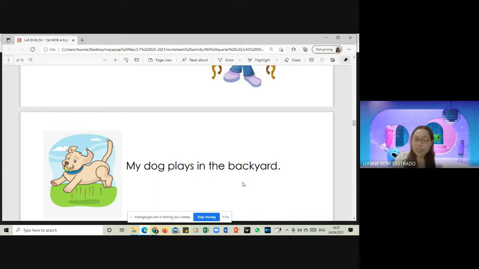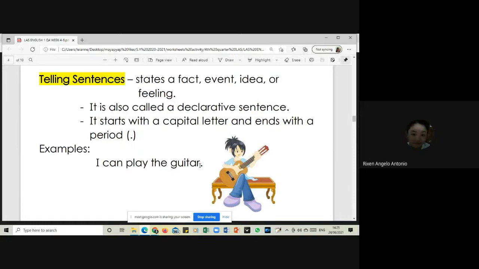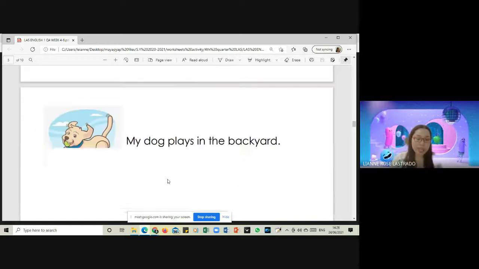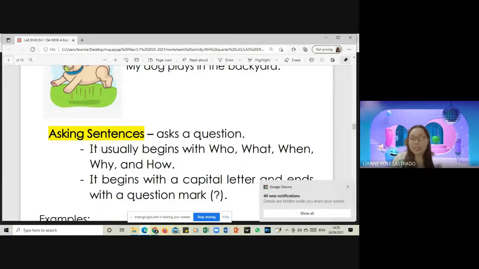Okay, did you understand grade 1? Yes. Okay, always remember telling sentences ends with a period. Okay, it always ends with a period. Okay, no other symbols are being used here in the end part of the telling sentence except for a period. Okay, now let's proceed to the other kind of sentence, and that is asking sentences.